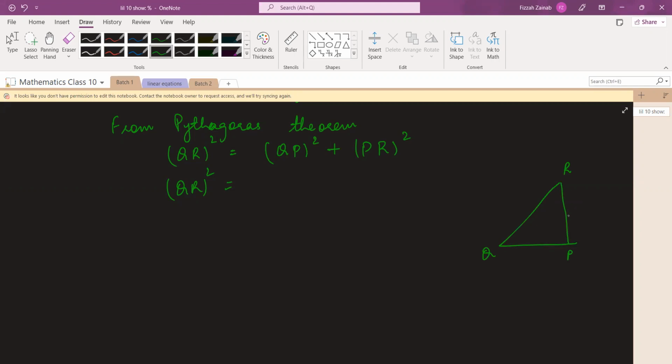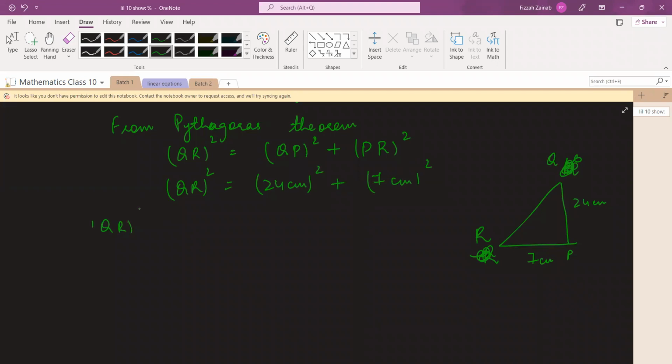So PQ, sorry, this is Q and this is R. So this side is 24 centimeter and this is 7 centimeter, right? This is R, and this one is Q. Okay, so QP is 24 centimeter whole square. Now PR is 7 centimeter whole square, right?